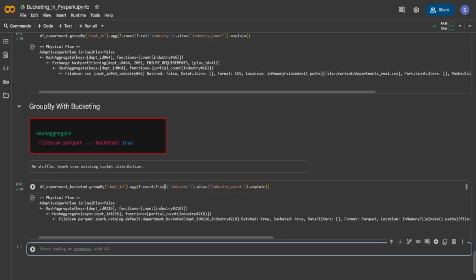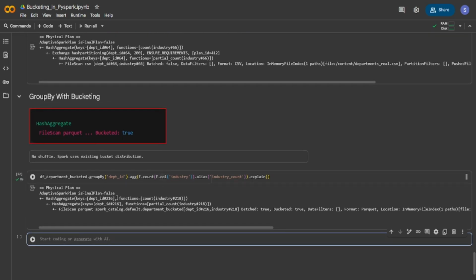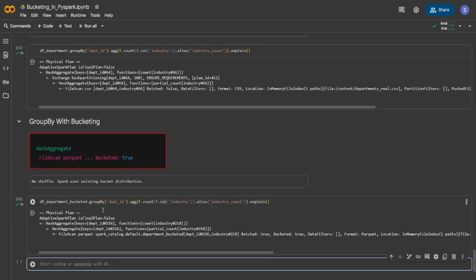Next, we perform the same aggregation on the bucketed department table. So, in the output, we can see no exchange. The exchange hash partitioning step is successfully eliminated because the data is already physically grouped, or you can say co-located, by department ID across the four bucket files. Spark knows that the partial count and the final count can be performed entirely on the data already present on the local node or executor without the cross-network communication, that is shuffle.